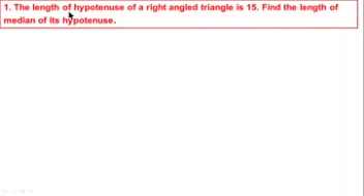Example number 1. The length of hypotenuse of a right angle triangle is 15. Find the length of median of its hypotenuse. See this figure.